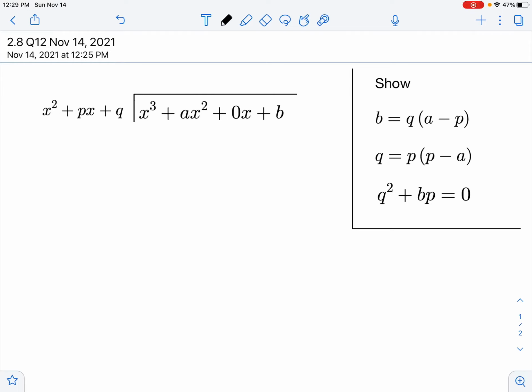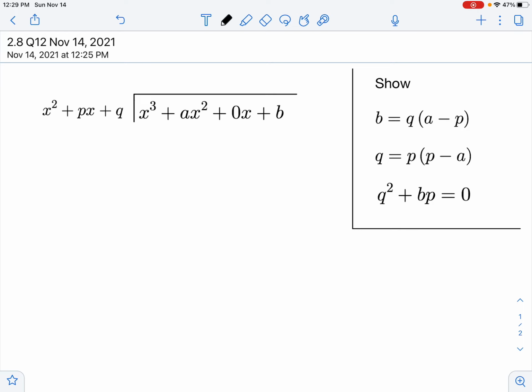Okay, so in this problem, we are told that this quadratic x squared plus px plus q is a factor of the cubic x cubed plus ax squared plus b. And then we're asked to show what you see here on the right-hand side, that b equals q times a minus p, that q equals p times p minus a, and finally that q squared plus bp is equal to 0. So my attack here, and the way I'm going to go about this, is I'm going to divide this quadratic into this cubic, knowing that whatever remainder I get in a, b, p, and q will be equal to 0.